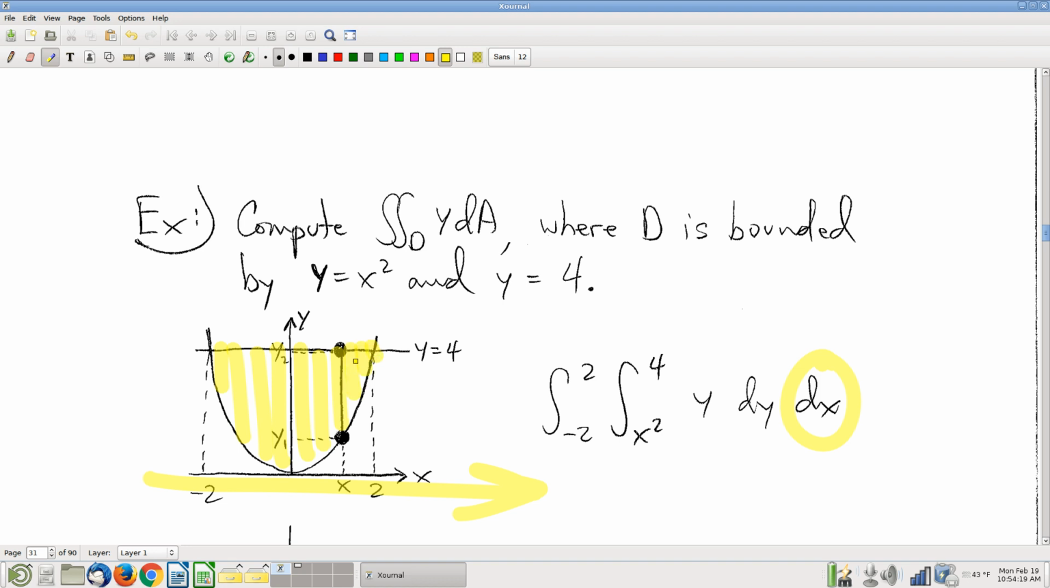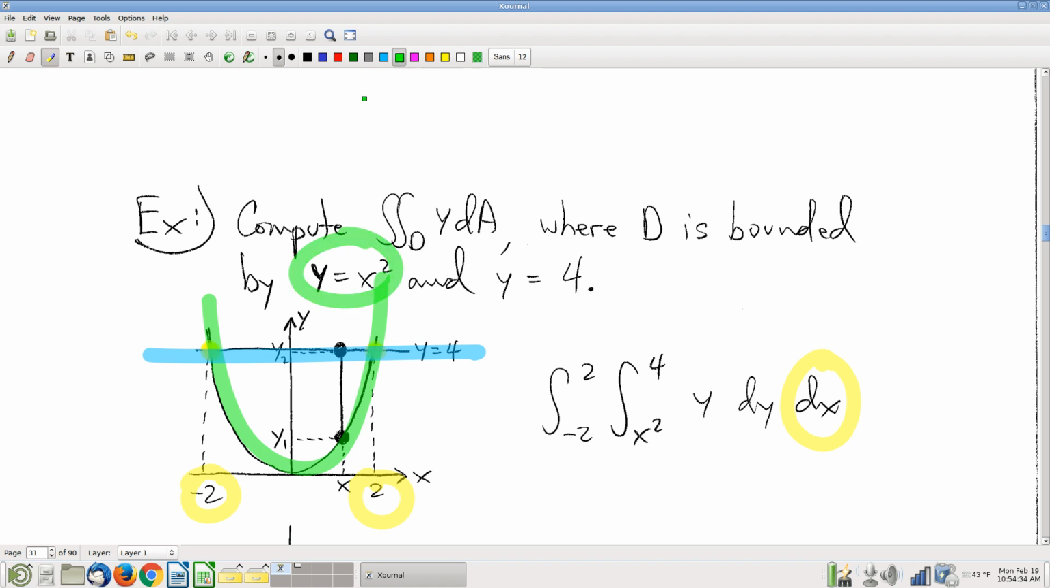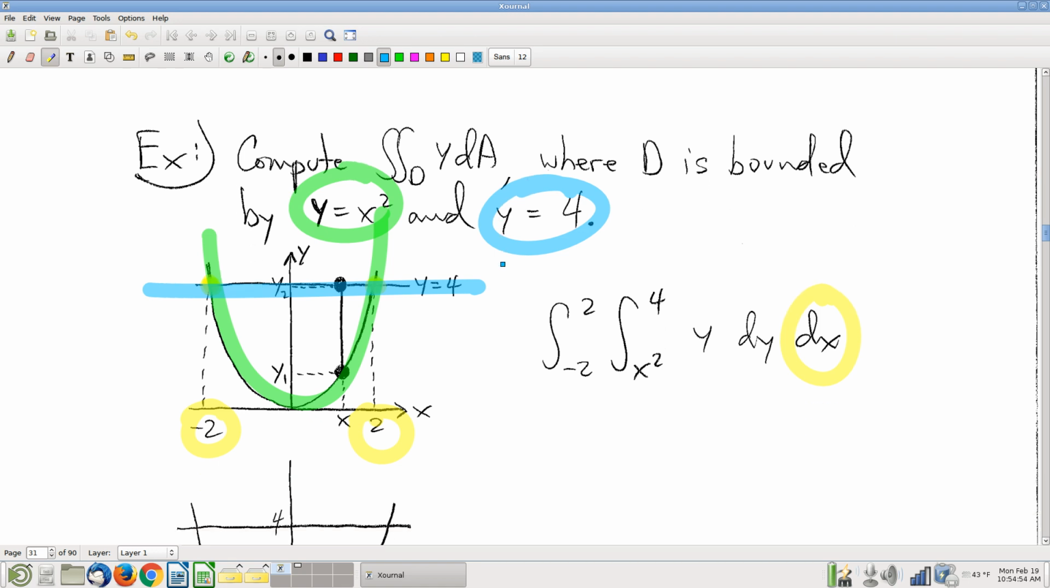The starting and ending of that slicing process, these bounds correspond to these 2 points. Those 2 points, as it turns out, are both conveniently on exactly the same 2 curves with the same 2 equations. To get these bounds, what are these 2 values of x that satisfy both of these equations? Well, y has to equal both x squared and 4. Therefore, x squared has to be 4, and therefore, x is plus or minus 2.